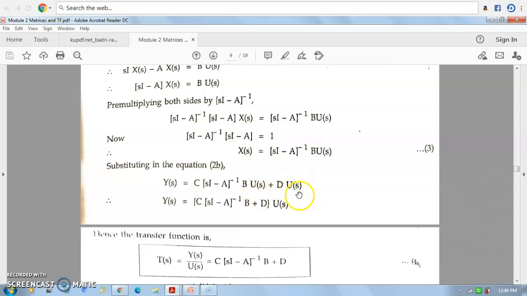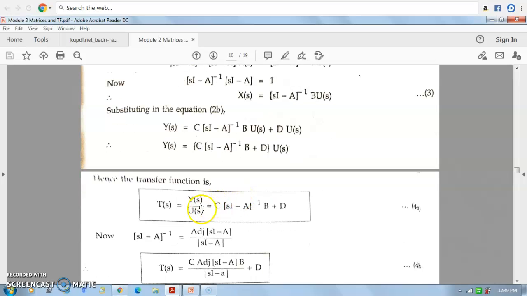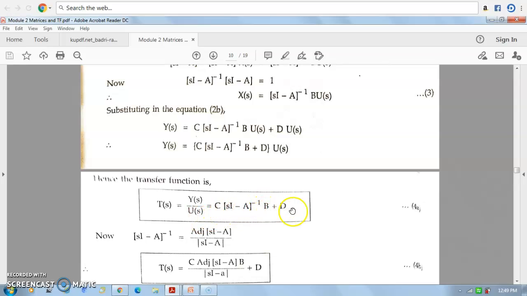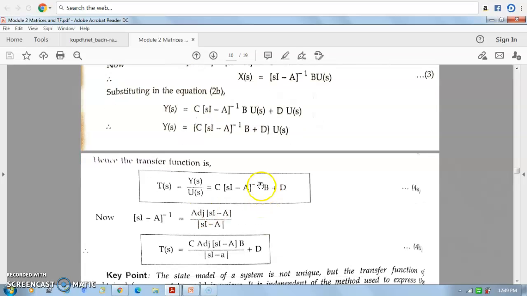So here U of s is common. Take U of s common here. So Y divided by U is equal to our transfer function. Therefore, Y of s divided by U of s is equal to C into sI minus A inverse into B matrix plus D matrix. That is, Y divided by U, output by input, is our transfer function.